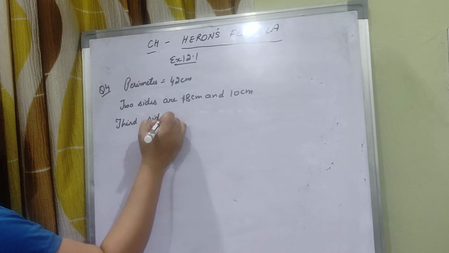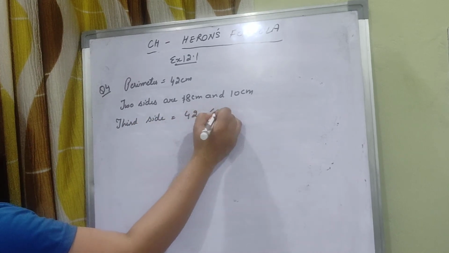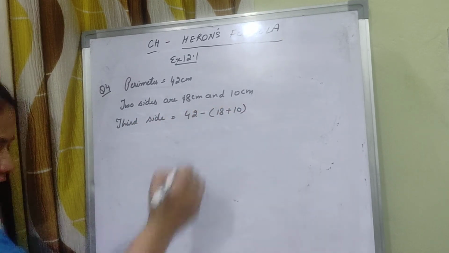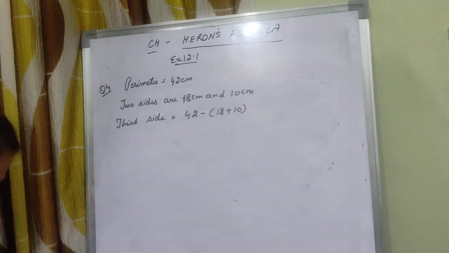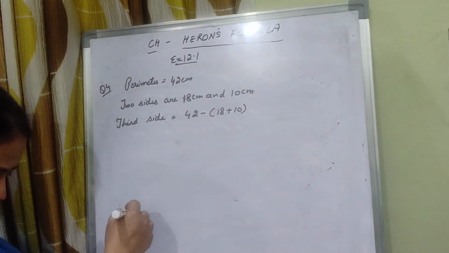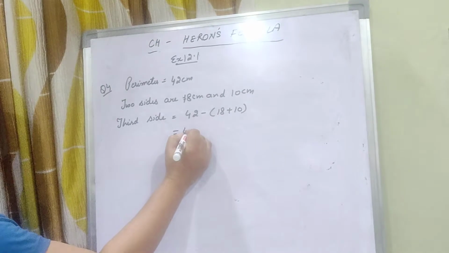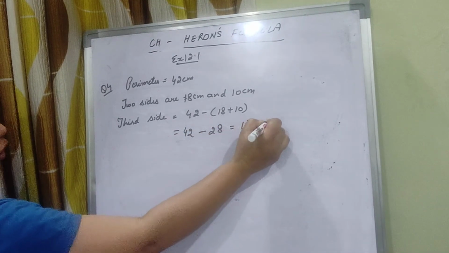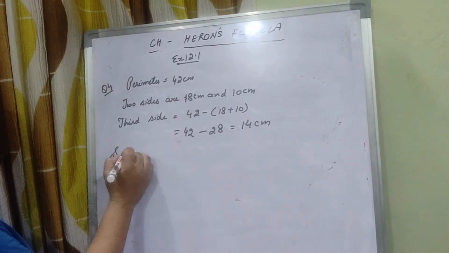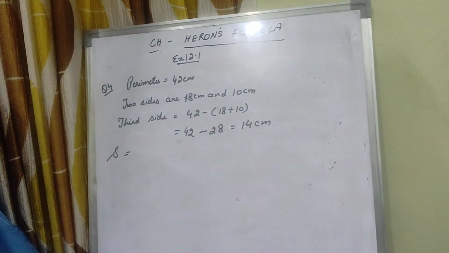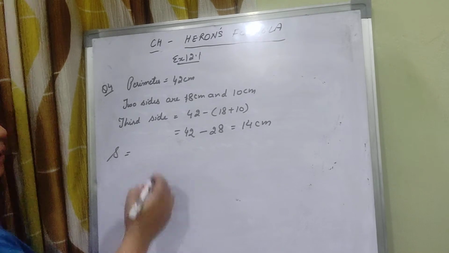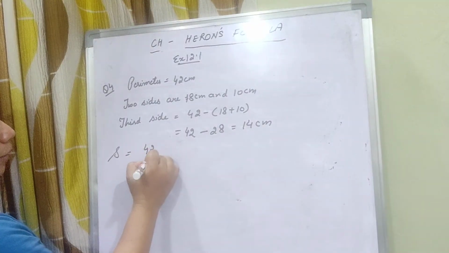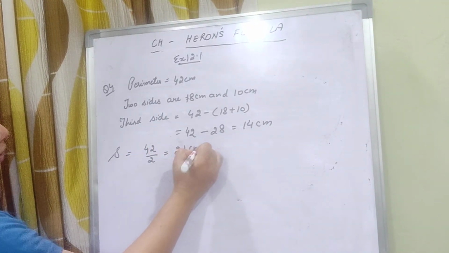Third side, how can we find? 42 minus the sum of 18 plus 10. Clear? So 42 minus 28, which is equal to 14 centimeter. Now we will find the semi-perimeter. Already we have the perimeter. If we divide the perimeter by 2, we get the semi-perimeter. 42 divided by 2, so it is 21 centimeter.